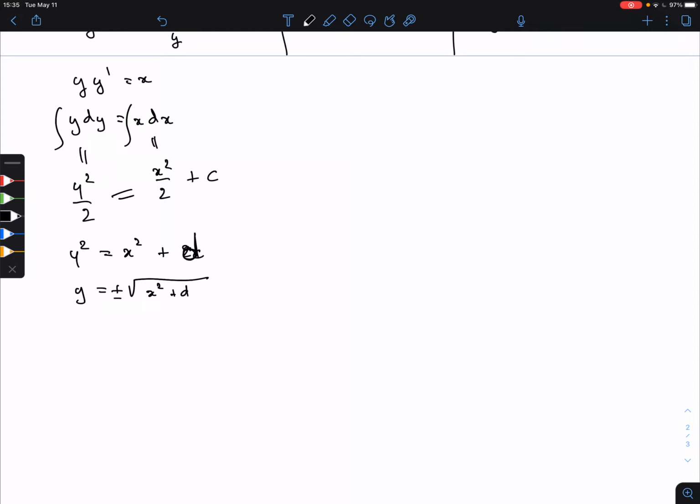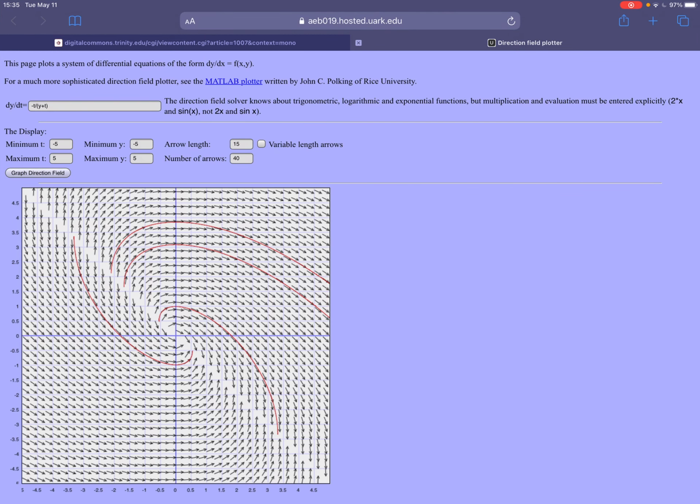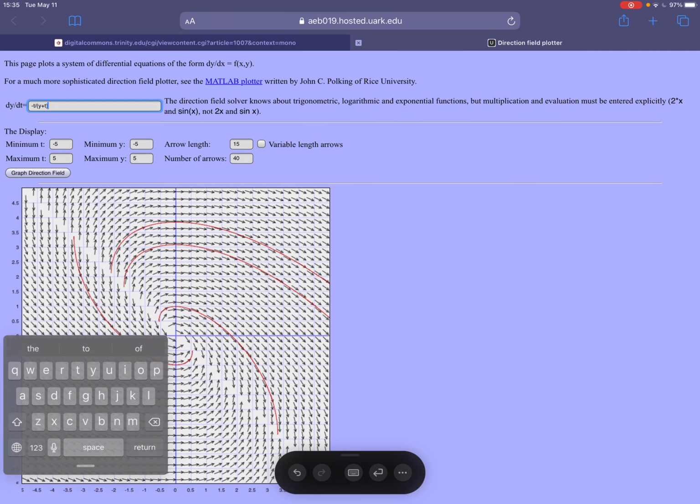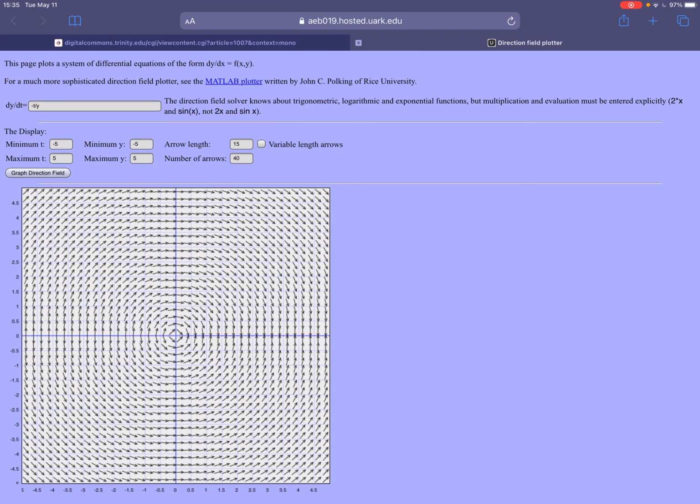I discussed this before. If you look at these fields, and in this case again, in fact, this might be the one that we did. Let's look at this field here. So this is minus t over y. Okay, that's good. Graph direction field, and we get these circles.